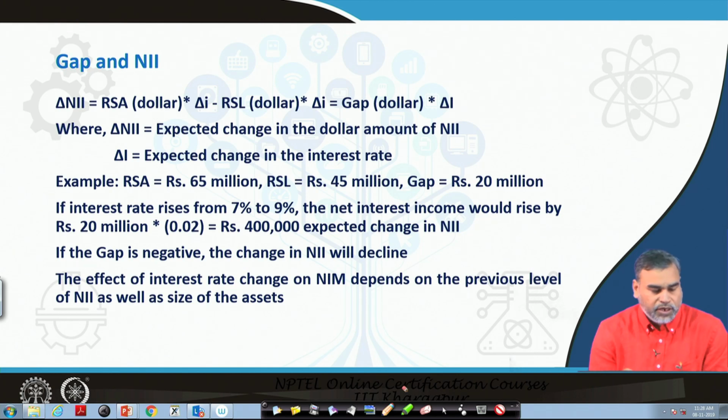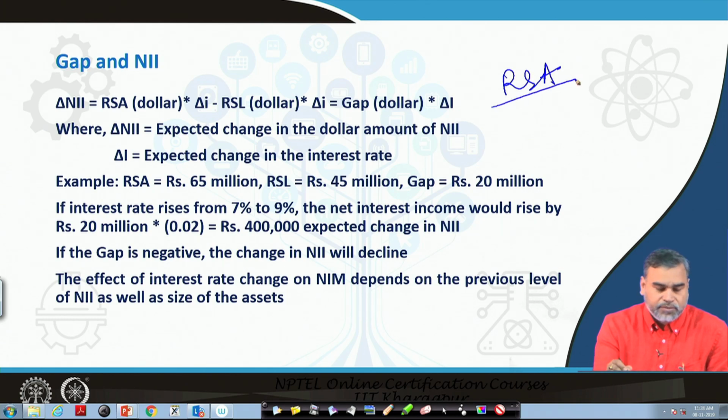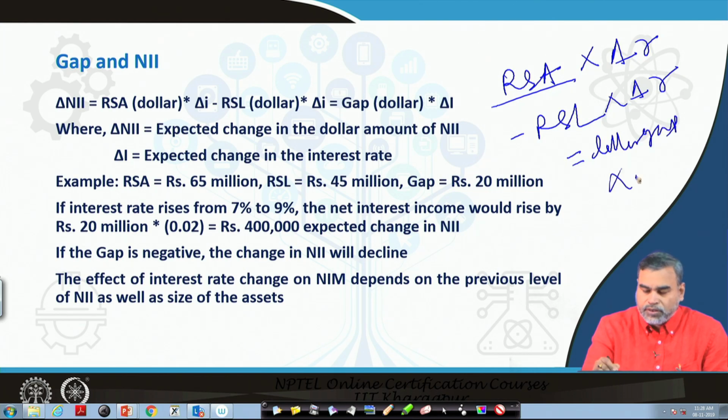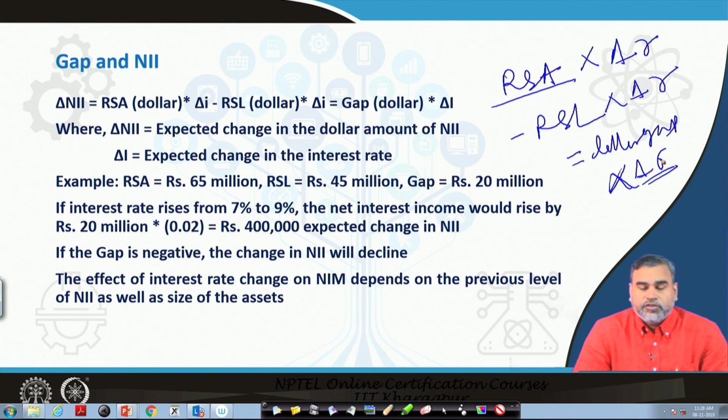So, in this context we have the rate sensitive assets multiplied by the change in interest rate, minus RSL multiplied by the change in interest rate prevailing in the market, which is nothing but the dollar gap multiplied by delta R, or here we have taken delta I. Here we are trying to find out that if there is a change in interest rate, how the net interest income is going to change.